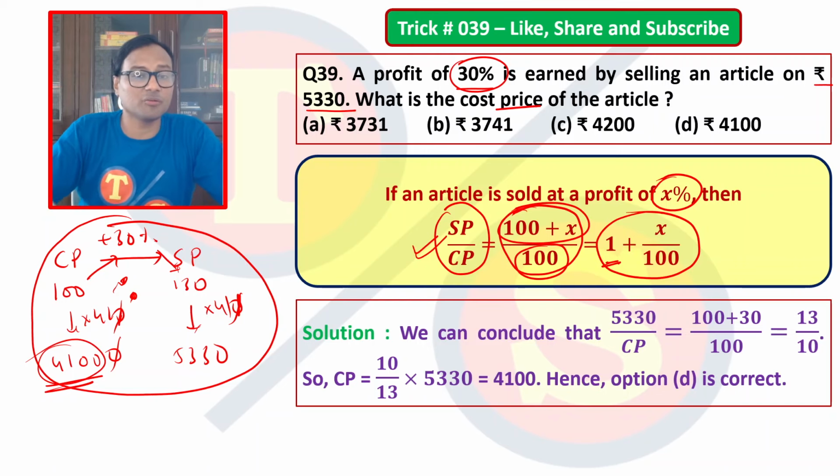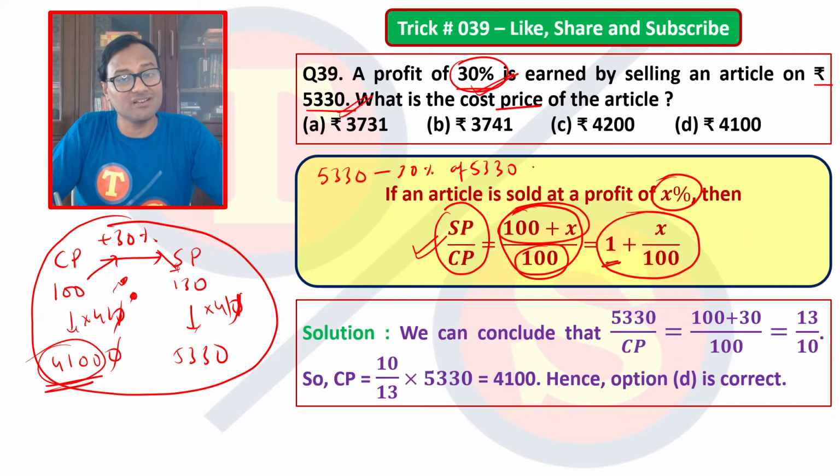Most of the times what people do, whenever we see that 30% profit and the selling price is 5330, they tend to subtract 30% of 5330 from this number, right? So basically that gives them a wrong answer, because it was not about percentage decrease, it was about percentage increase.